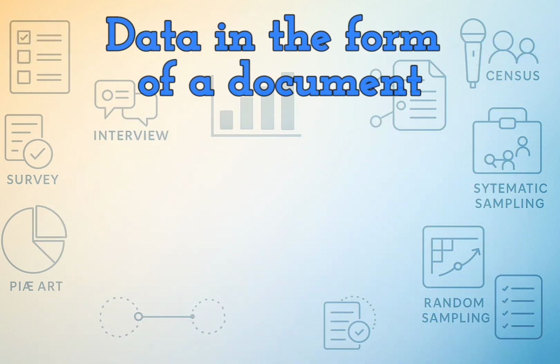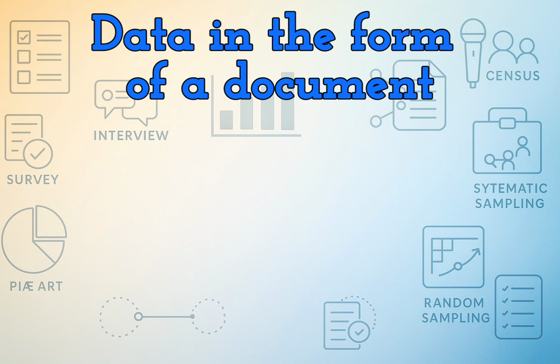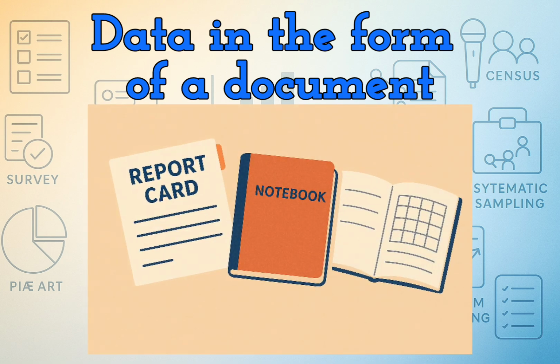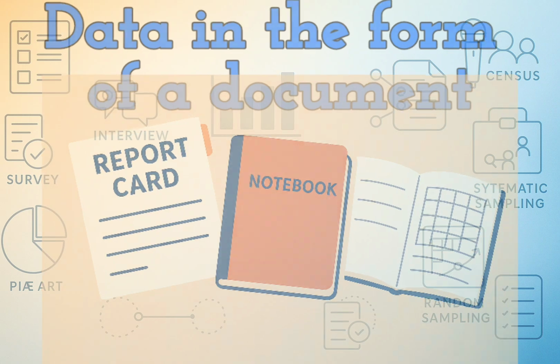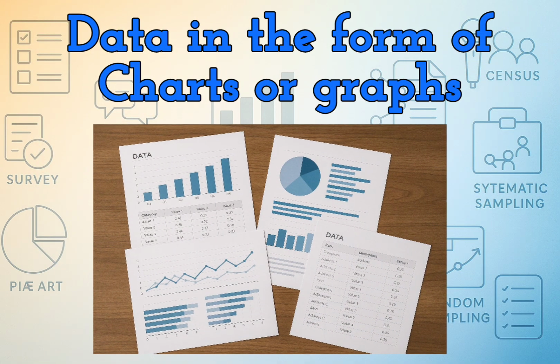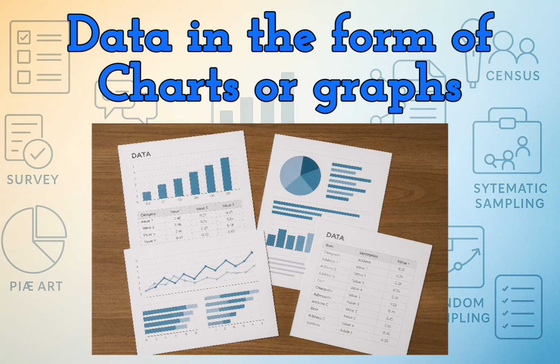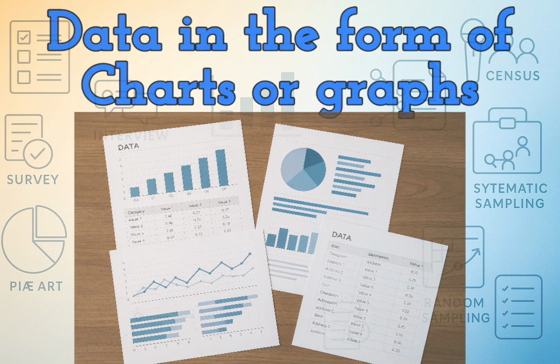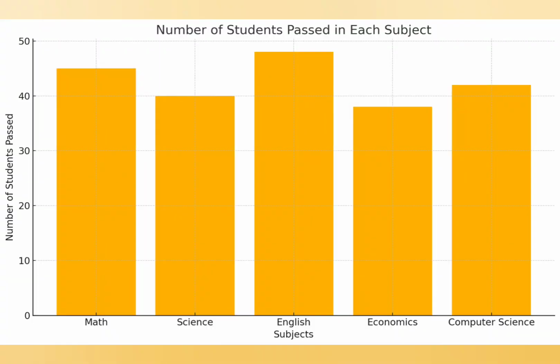Second is data in the form of written papers or documents. These are papers or files that have written information. Example, your report card, a notebook, a register. All these are documents with useful data. Third type is data in the form of charts and graphs. These are pictures that show data in a visual way. They help us see and understand things easily. Example, a bar chart showing how many students passed in each subject.